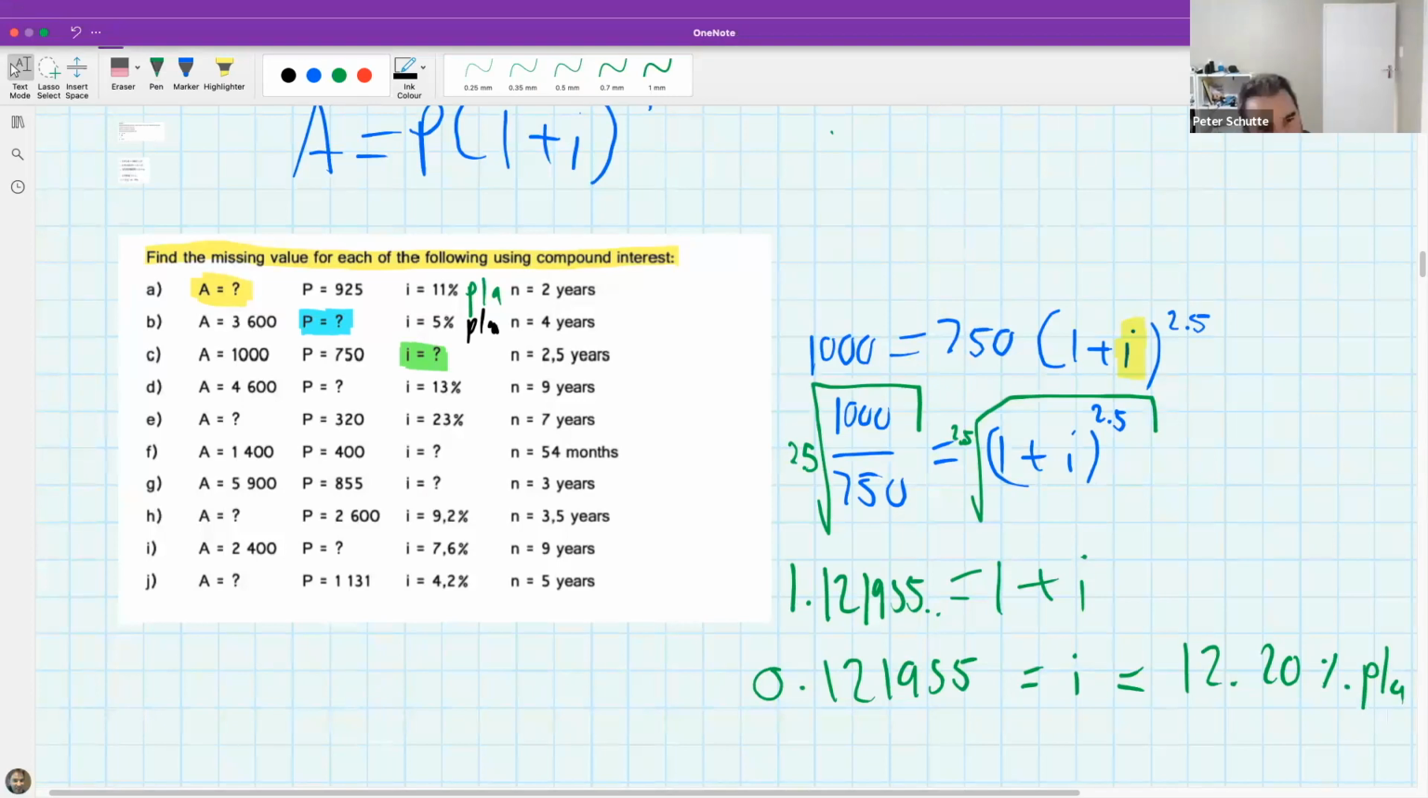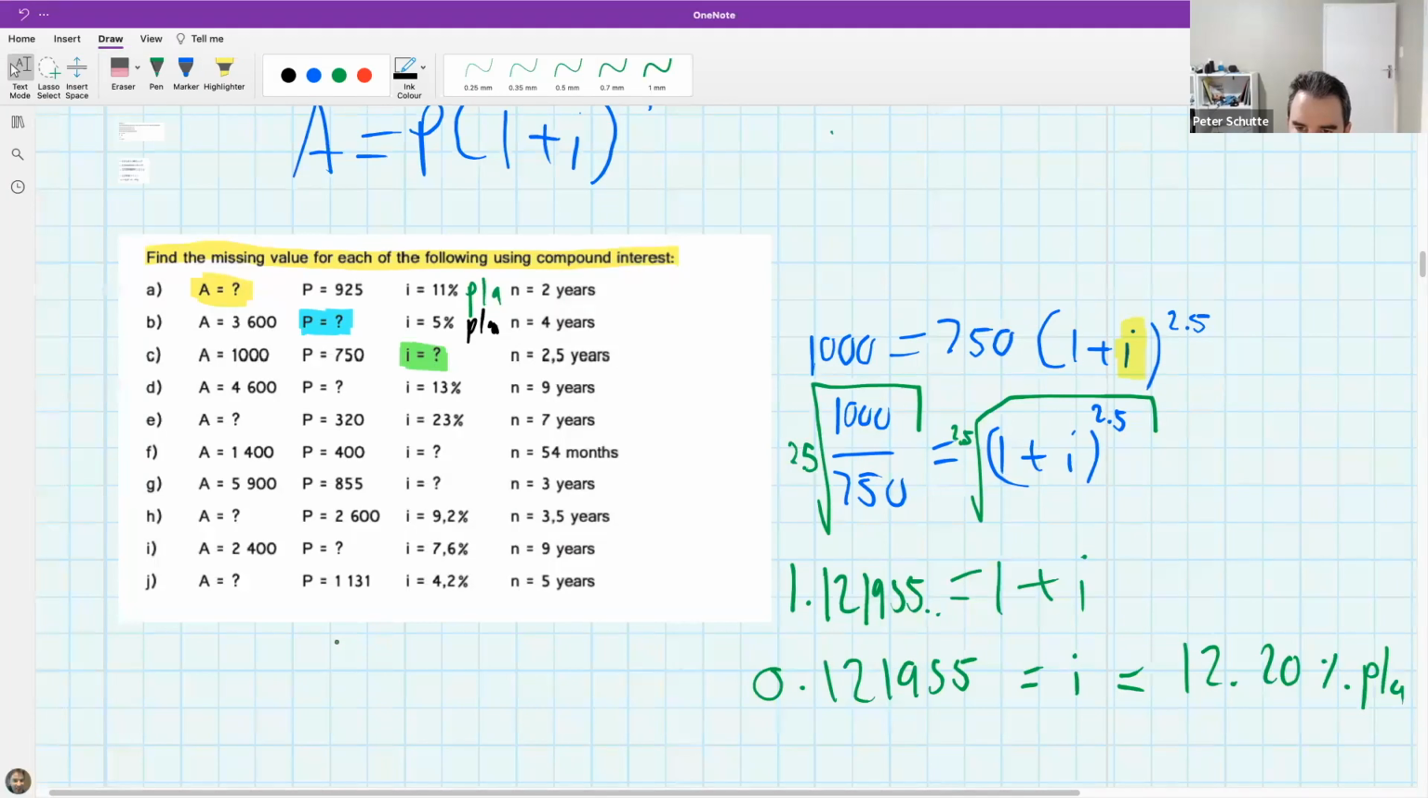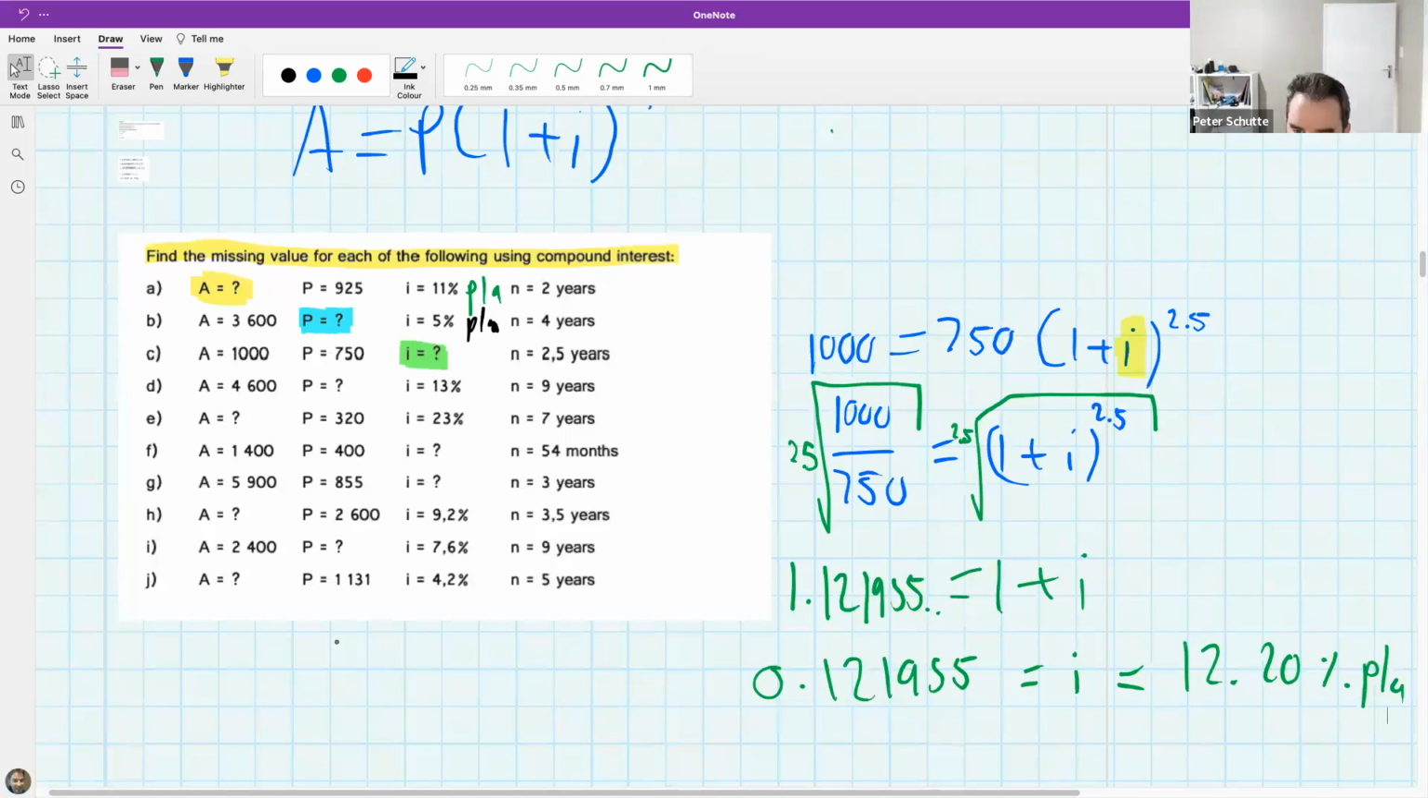Give me a thumbs up if you followed that. Give me a thumbs down if you didn't follow it. Okay. Awesome. Now, for those who didn't get it, don't be afraid to go back and look at this part of the lesson again in the recording. The main idea is we needed a way to deal with the 2.5, and what we did was we took the 2.5th root of both sides.